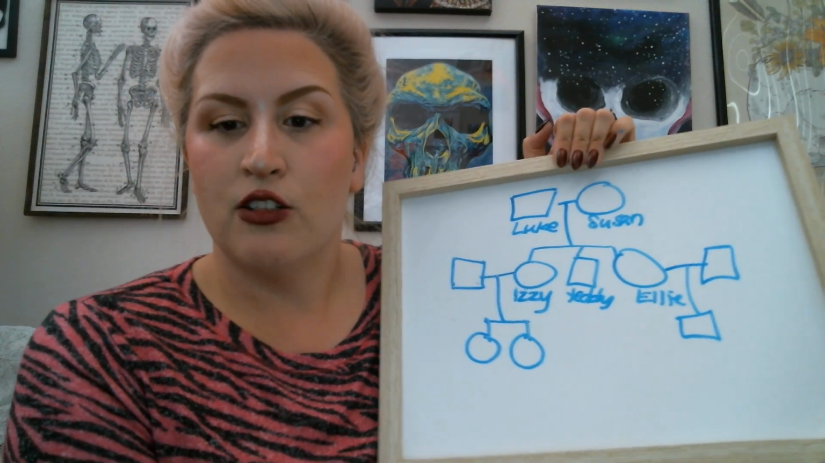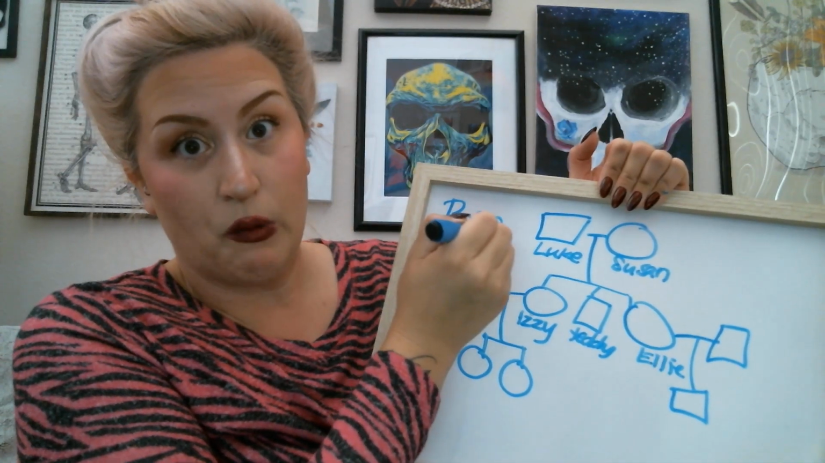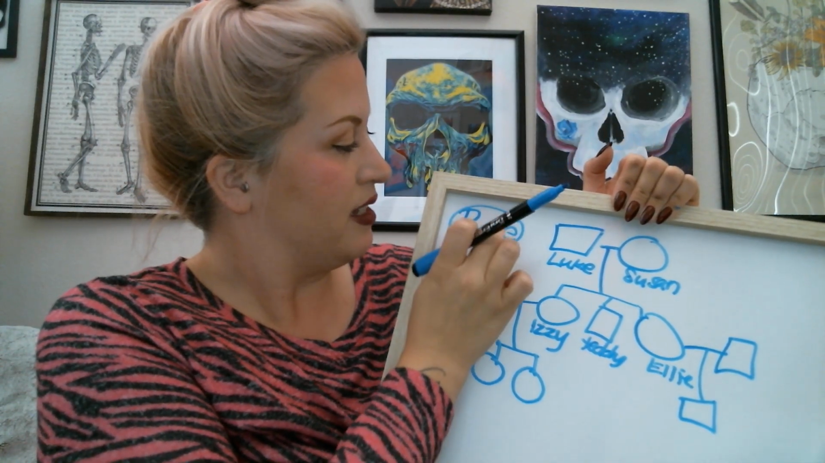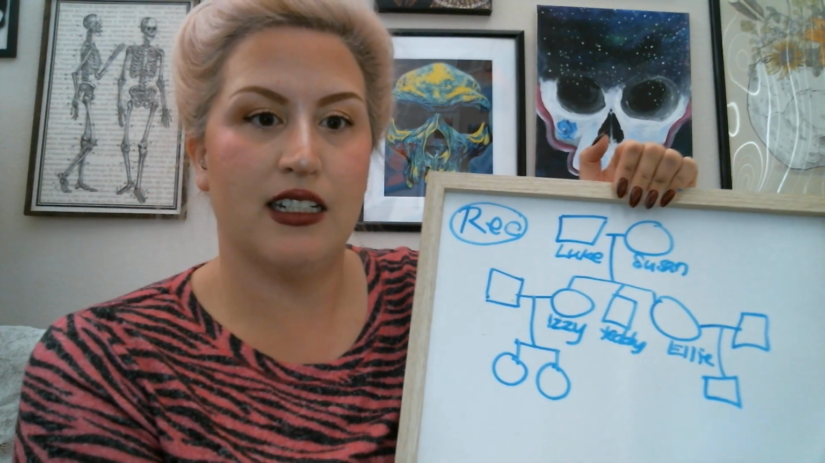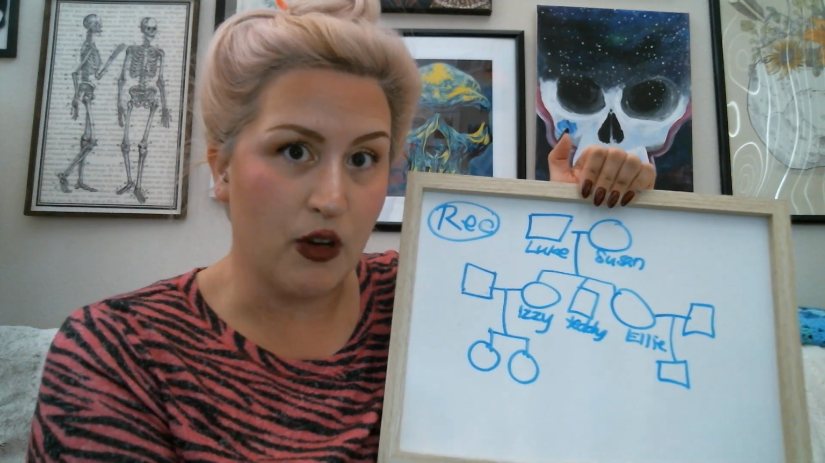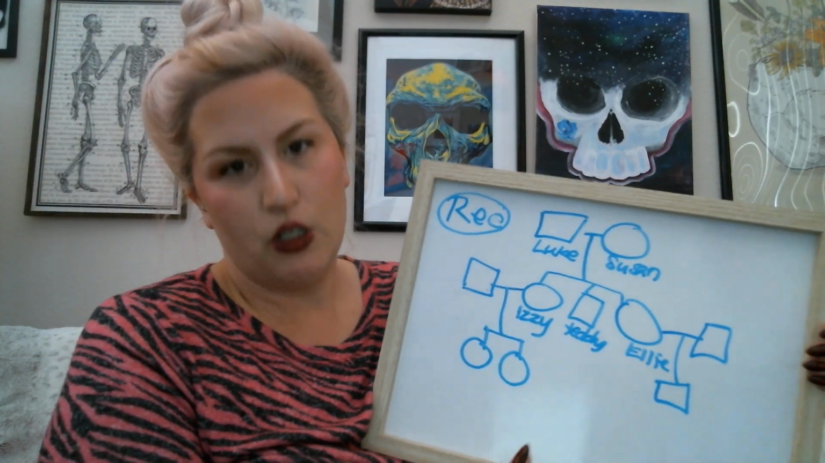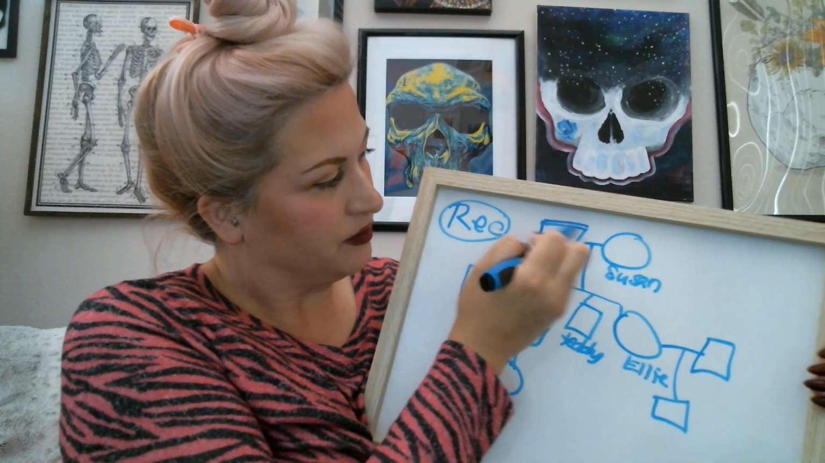Okay, so now it's letting us know that this is a recessive trait. Remember, I said to always pay attention to this part. Is it a dominant trait or is it a recessive trait? Because that is going to influence how we label everybody. And it lets us know that Luke is affected. So you guys know we're going to shade in Luke.